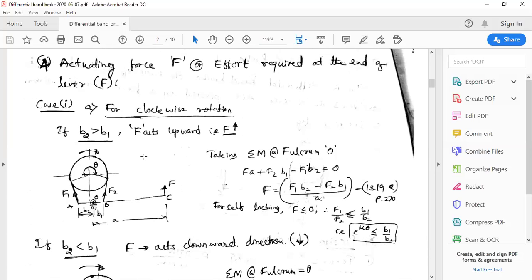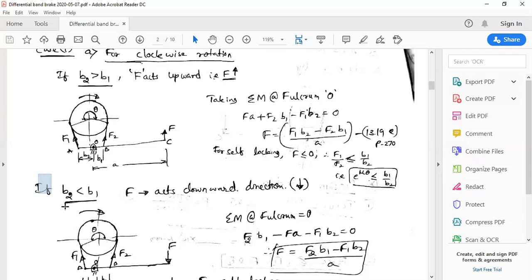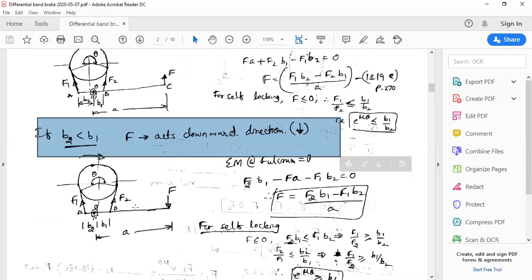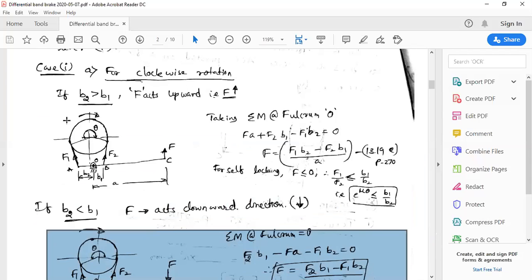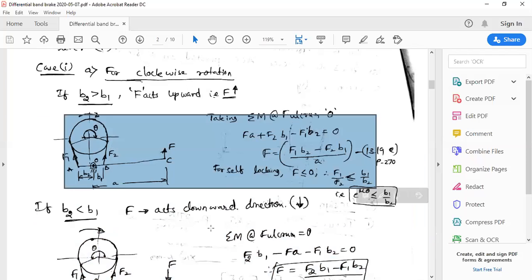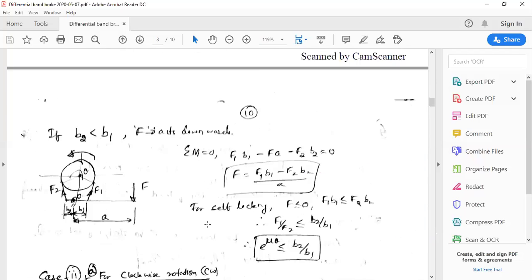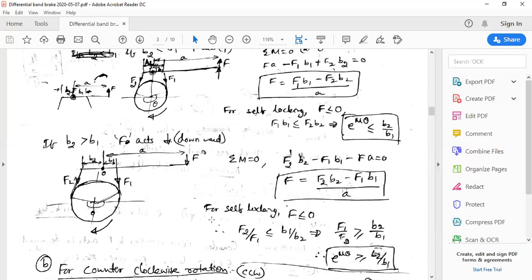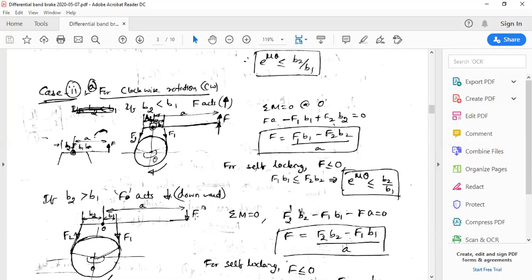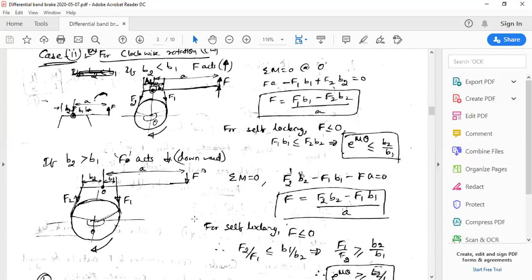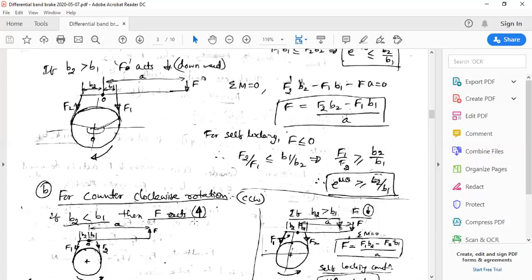Then the fourth step is to calculate the actuating force. Of these cases, the most preferred case is b2 is less than b1 and F is acting in the downward direction. So you have to remember this particular case or the equations, or at the most this one also. These are the most preferred cases. Any one case will be given, and based upon that case you have to calculate the actuating force F. To calculate the actuating force F, we use the fundamental equilibrium condition, that is taking the summation of moments at the fulcrum point and equating it to zero, so that you will get the equation of F.